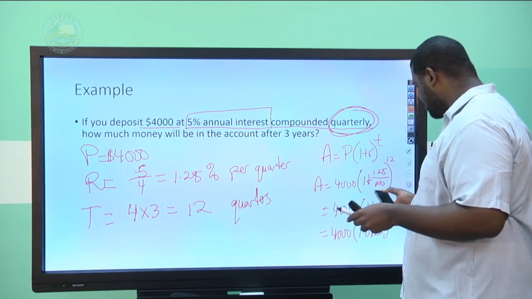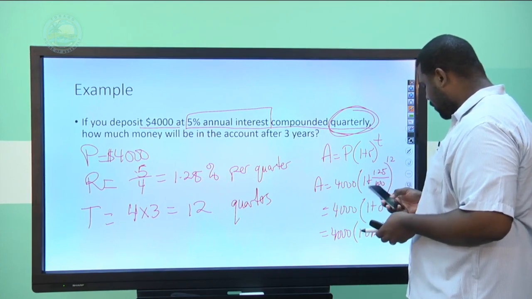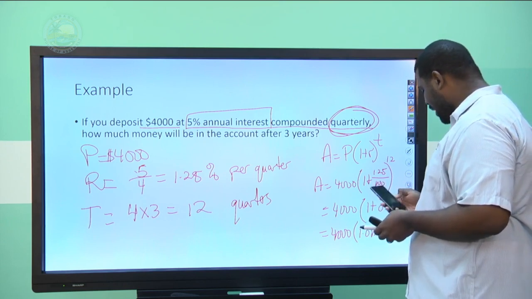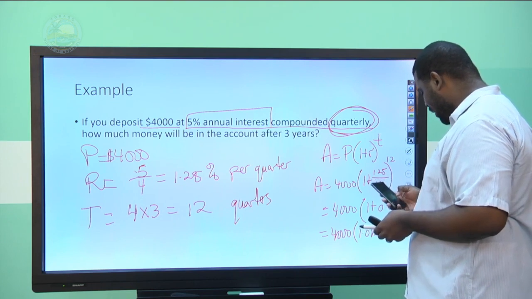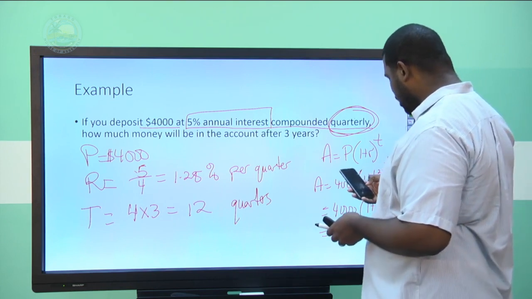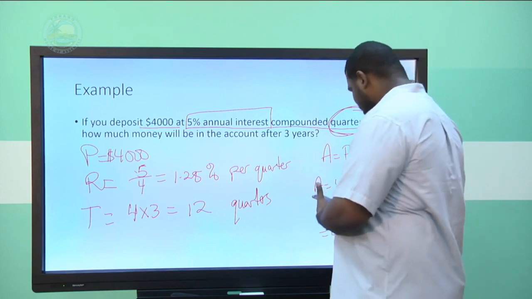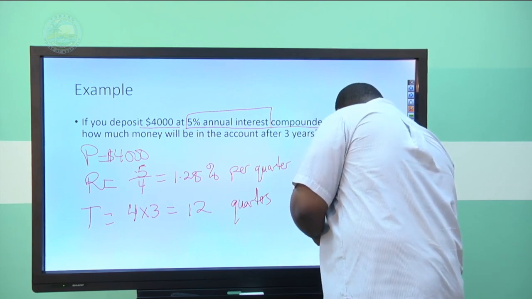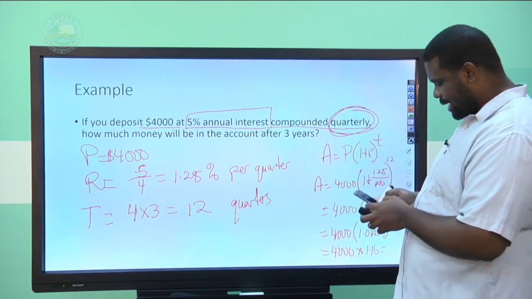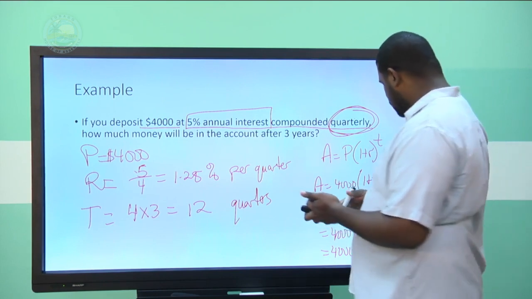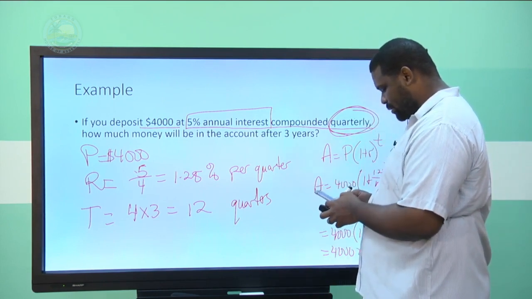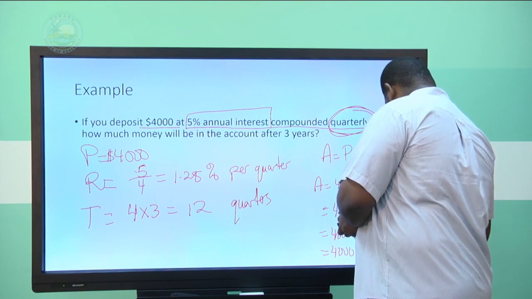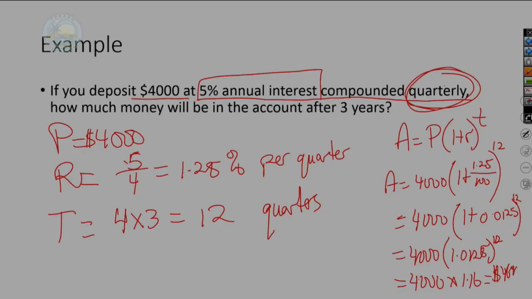So we pull up our calculators real quick. So then we have 1.0125 raised to the power of 12. And then we multiply that. So when we raise that to the 12, it becomes 4,000 times 1.16. So then it becomes 4,000 times that wonderful number, 4,000 times 1.16, which is 4,640.